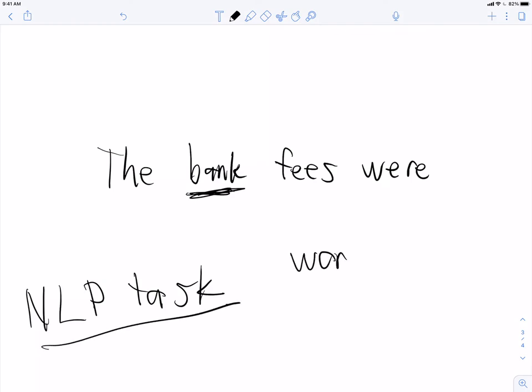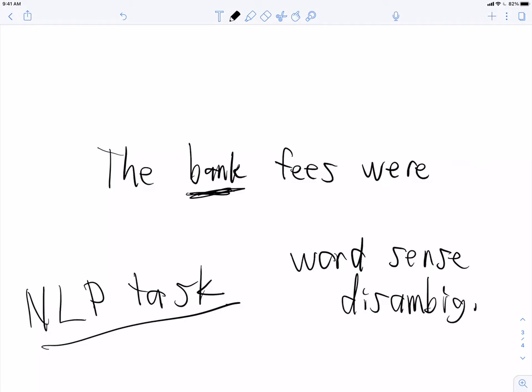called word sense disambiguation. Word sense disambiguation. And the goal of word sense disambiguation is to take a word and identify which sense of the word is intended in this particular example. So, do we mean a financial institution? Do we mean a river? Do we mean an airplane in midair?